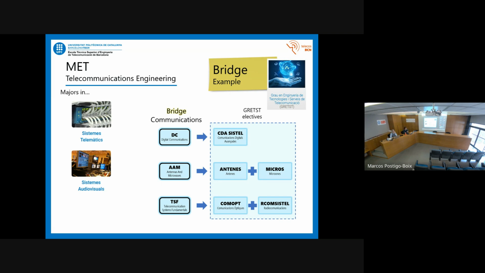The rest of the correspondences, as you will see, imply taking two subjects. In fact, they are 12 credits for only 5 credits of a bridge subject. So in general, these two options are not used by anyone. But there are some students that follow CDA instead of DC, and in this case, they don't have to follow this bridge subject.